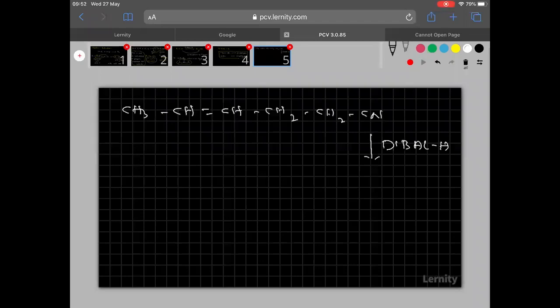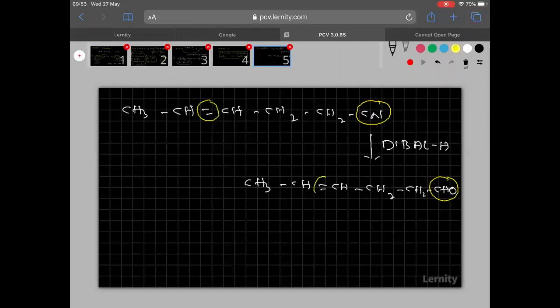So what is the product formed then? See clearly, CH3 CH double bonded CH, then CH2 CH2 CHO. That means see clearly, only the cyanide is converted to aldehyde. But remember, DIBAL-H does not reduce the double bond. The double bond came as it is, you see. DIBAL-H does not reduce the double bond. Cyanide is easily converted to aldehyde.